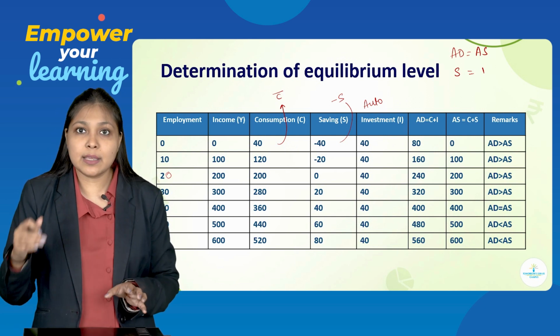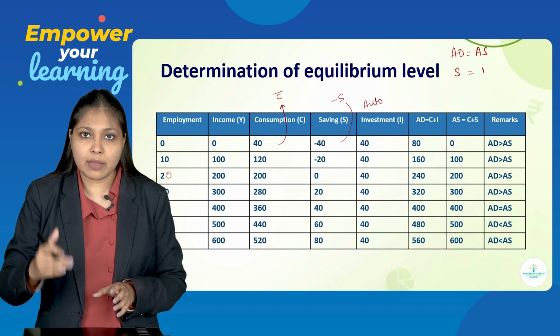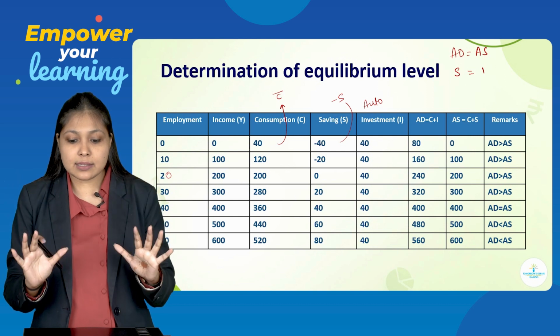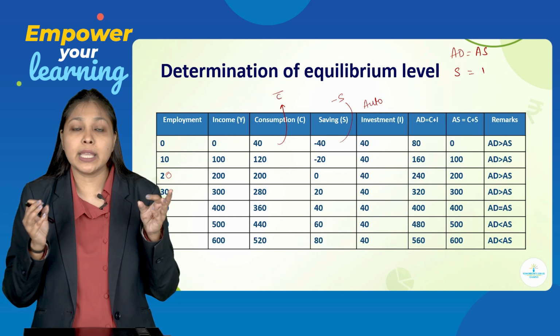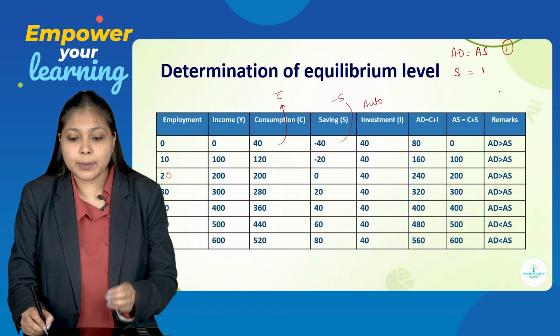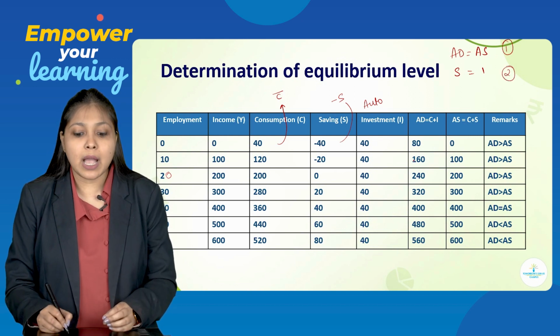AS is again C plus S. You have C column, you have S column, just add it, you will get AS. Now in this table, we have to find out at what point AD is becoming equal to AS and at what point S is becoming equal to I.